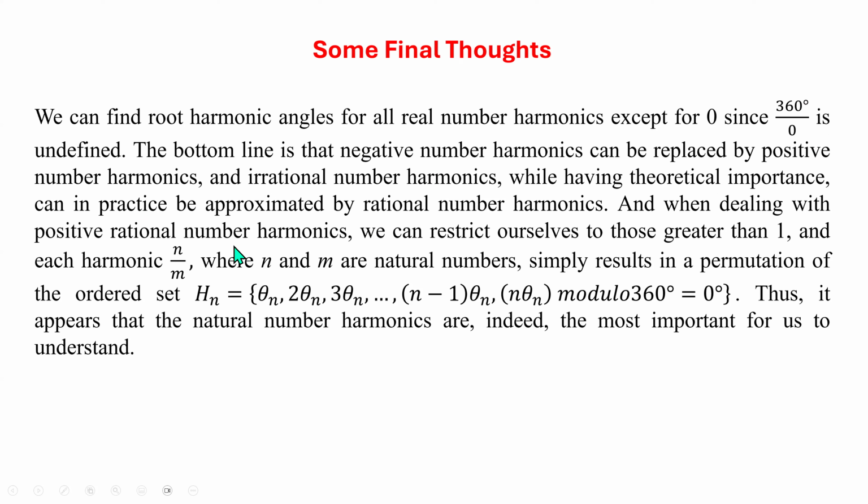And when dealing with positive rational number harmonics, we can restrict ourselves to those greater than 1, and each harmonic n over m, where n and m are natural numbers, simply results in a permutation of the ordered set h sub n equal to this. Thus, it appears that the natural number harmonics are indeed the most important for us to understand.